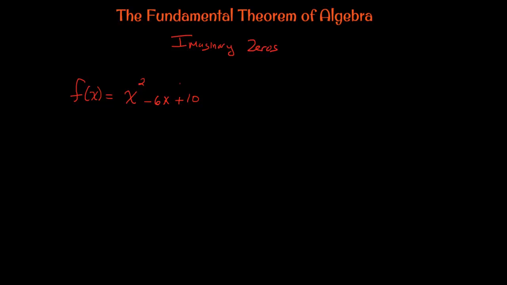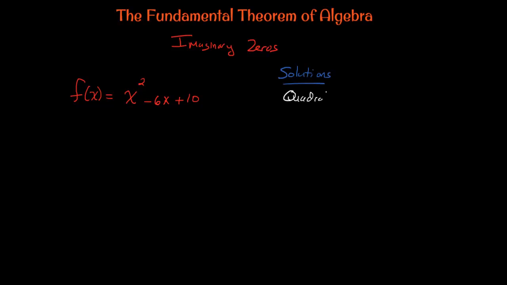And now let's say we want to determine the solutions of this polynomial, or where the graph crosses the x-axis. The solutions are also known as the roots, which are known as the x-intercepts. Those are all synonymous terms, so we can go ahead and use our quadratic formula.